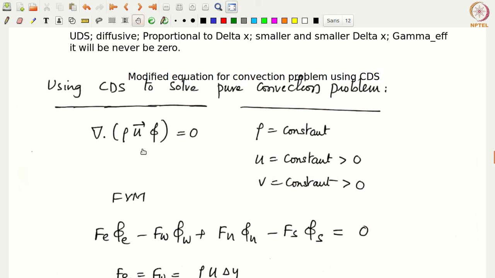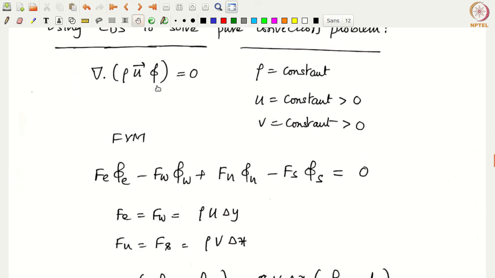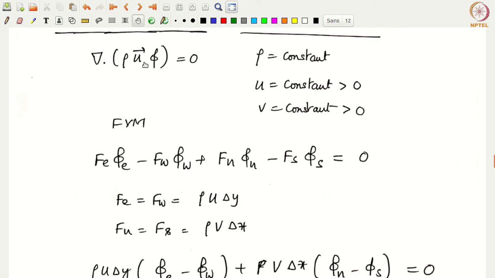All right, then let us again get started with the pure convection, that is del dot rho u bar phi equals 0. The right hand side, del dot gamma grad phi and S phi, is equal to 0 anyway. Then we again assume that density is constant, so rho is constant, and the velocities u and v, the two components of velocity, are also constants and they are greater than 0. Okay, that's what we assume, and we apply the finite volume method and transform this equation into a discrete equation, right? So the discrete equation reads like this: Fe phi E minus Fw phi W plus Fn phi N minus Fs phi S equals 0.